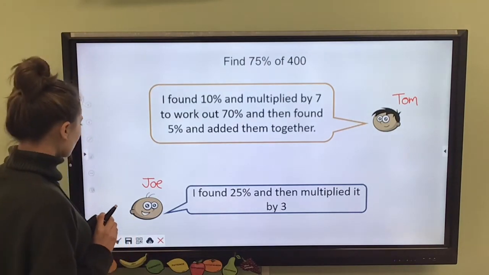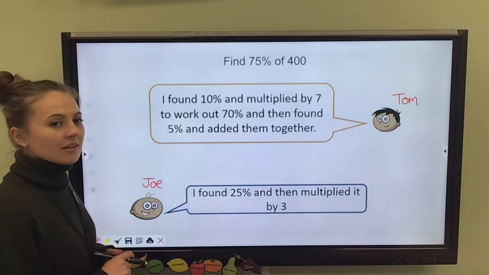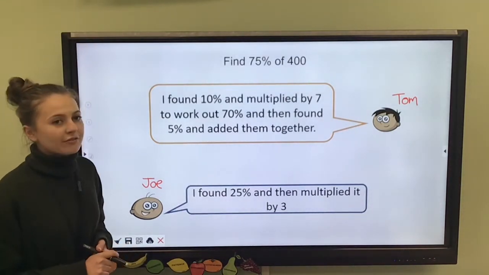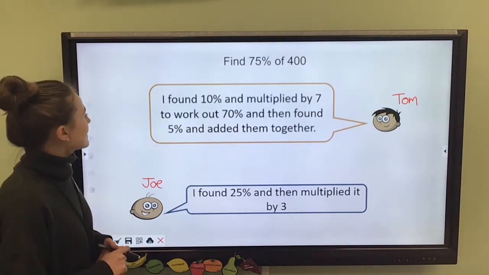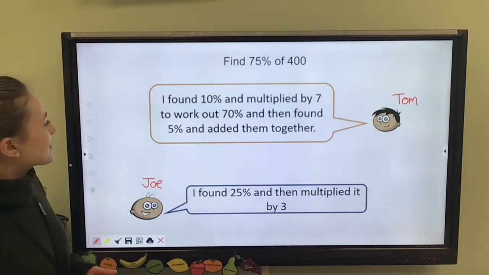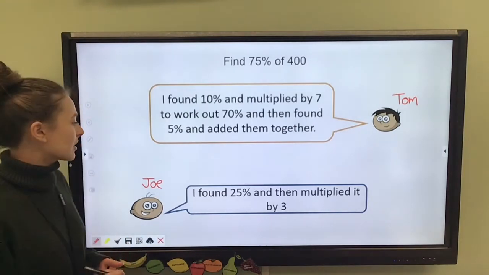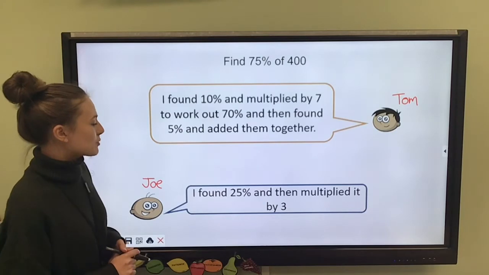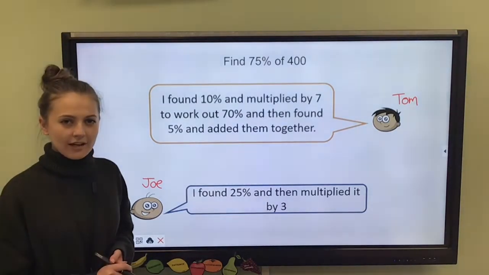Okay, and I've got 2 boys here, Tom and Joe. I've just named them Tom and Joe. So Tom and Joe both have different ideas of how we can find what 75% of 400 is. Tom says, I found 10% and multiplied by 7 to work out 70%, and then found 5% and added them together. Joe says, I found 25% and then multiplied it by 3. Do you think both of them are correct?